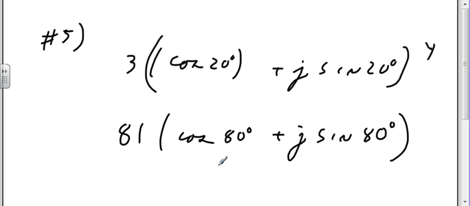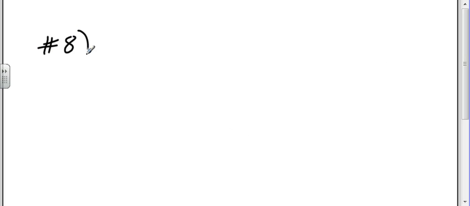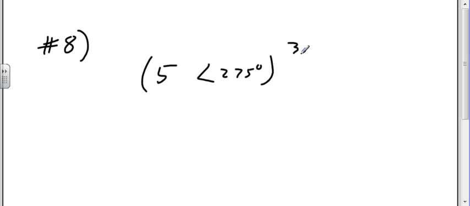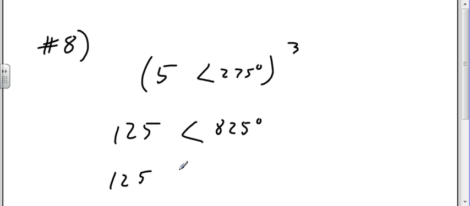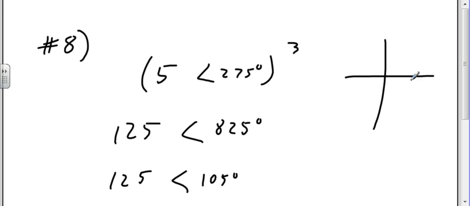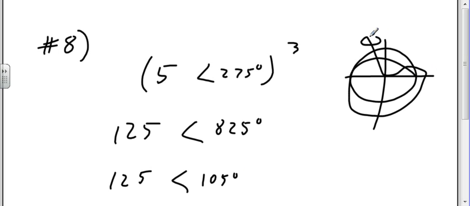Let's look at number 8. We have 5 angle 275 degrees, and we're going to go cubed. So 5 cubed is 125, and 3 times 275 is 825. Well, we wouldn't leave it at 825. We'd subtract 360 from it, and then subtract another 360 from it, and we call it 105. That's the same as 825, so we would leave it at 105.